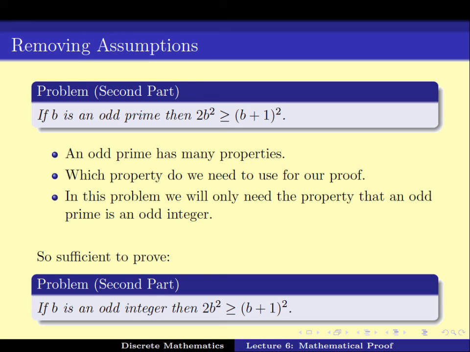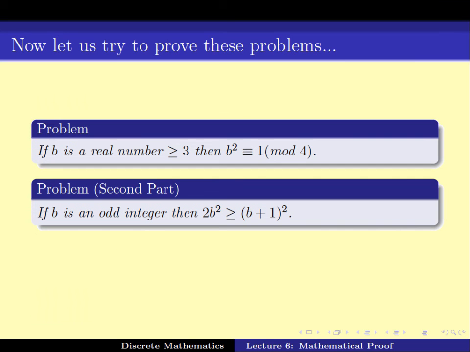So thus, the main problem that we had, we first split up into two smaller parts, and then we showed that we can remove some of the assumptions and get to more precise statements, which will be hopefully easy to prove. So here are the two parts. Problem first part, if B is a real number greater than or equal to 3, then B square is congruent to 1 mod 4. And second part, if B is an odd integer, then 2B square is greater than or equal to B plus 1 whole square.